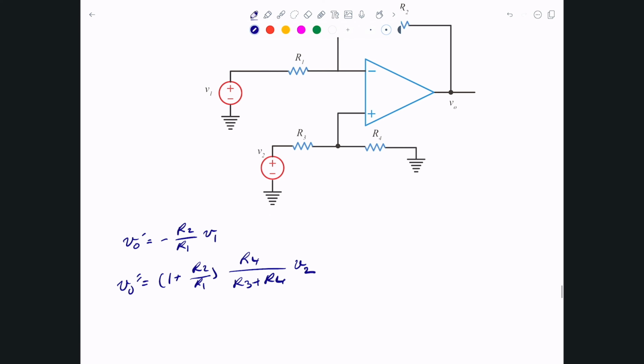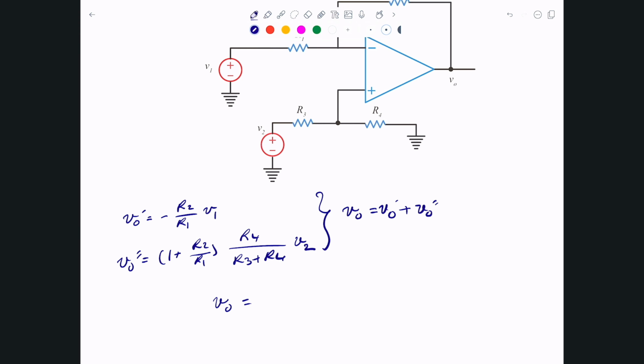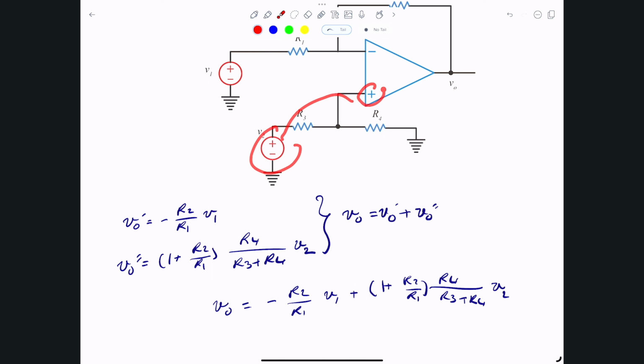So now if I'm interested in just the V output, that will be V0 prime plus V0 prime prime, and that's simply negative R2 divided by R1 times V1, plus 1 plus R2 divided by R1 times R4 divided by R3 plus R4, and that's times V2. And if you think about it, this here is a difference amplifier. V2 is technically connected to the non-inverting input, so it appears with a positive sign, and V1 appears at the inverting input, and that's what we see here as the negative.